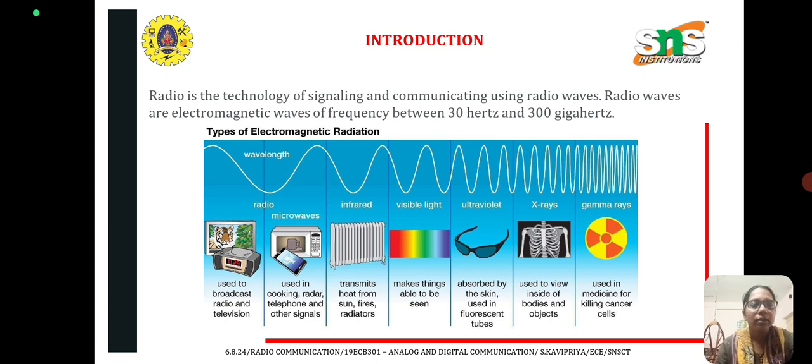The second one is the microwave, which is used in cooking, in radar, in telephone and other signals. Infrared transmits the heat from the sun, fire and radiators, and visible light makes things able to be seen. Ultraviolet is absorbed by skin and used in fluorescent tubes. X-rays are used to view the inside of bodies and objects, and gamma rays are used in medicine for killing cancer cells. So these are all the electromagnetic radiations, and we are going to talk about the radio signal.